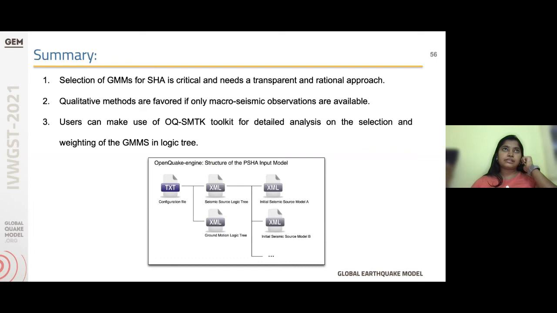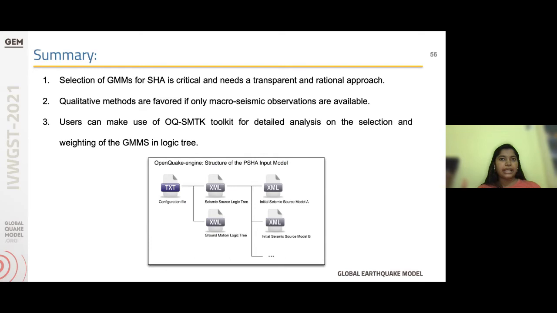We can do log likelihood, but it has very limited application. Even if we have macroseismic observations, which most of the time we can get from the USGS website, we can always go for qualitative methods. And overall, they can make use of this SMTK toolkit, which comes readily and you can use it along with it.